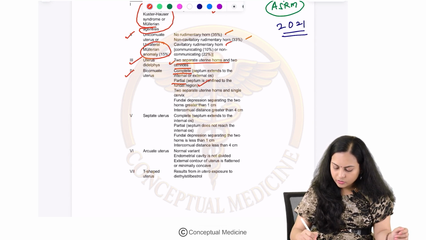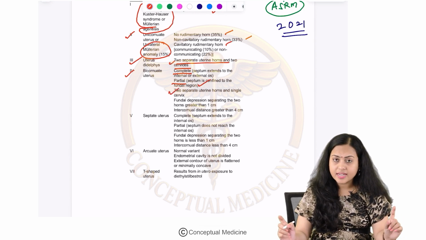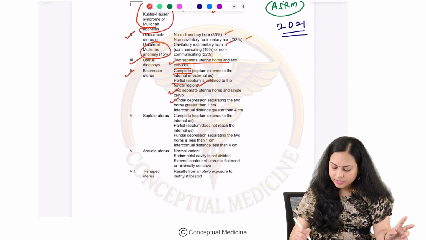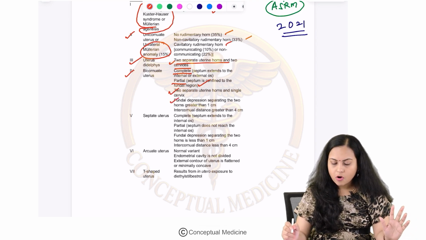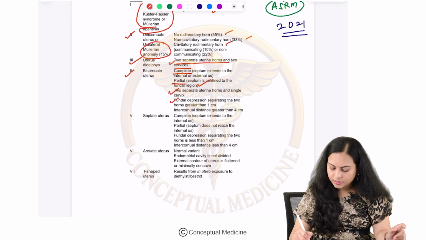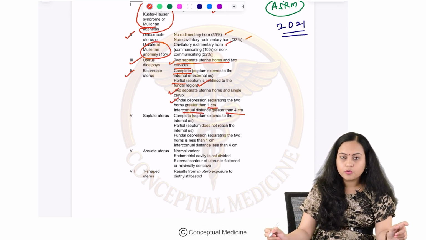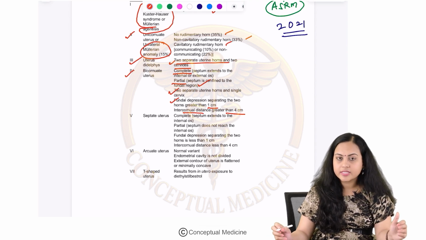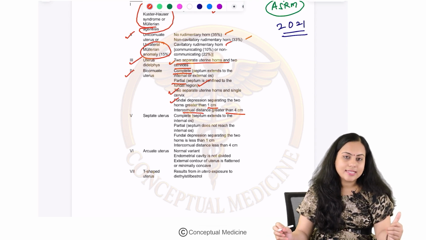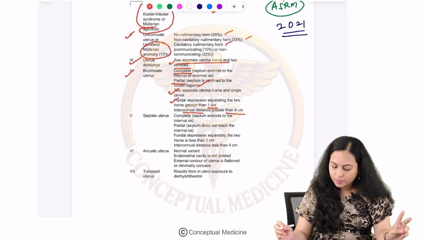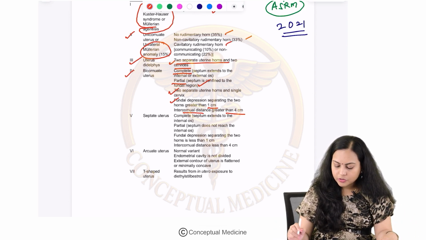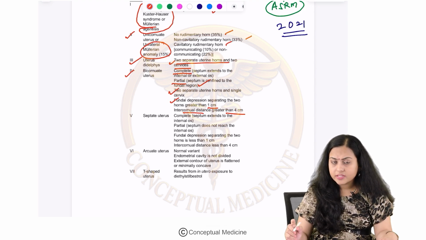And then you can even have two separate uterine horns and a single cervix, and the fundal depression between the two horns will be greater than 1 centimeter. If you take the intercornual distance, then it will be more than 4 centimeter. We'll discuss it in detail while seeing each individual type. For now remember, in bicornuate uterus, the fundal depression separating the two horns is greater than 1 centimeter and intercornual distance is going to be greater than 4 centimeter.